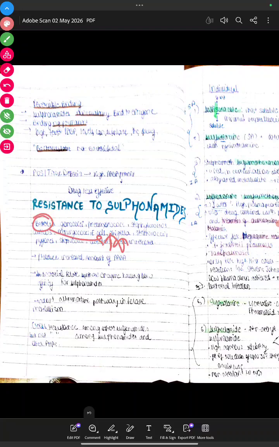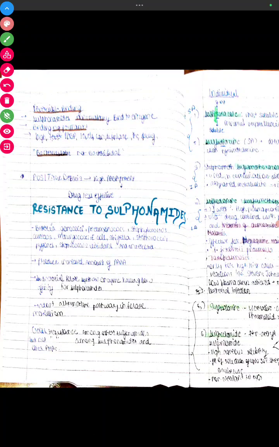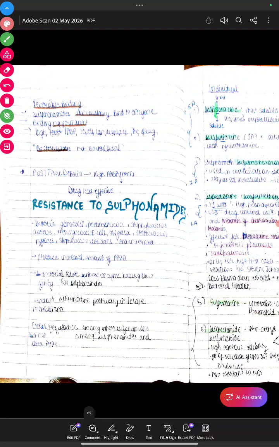And there is another point: pus and tissue debris will have high PABA content. So the drug will be less effective, because with increased PABA the inhibition will be decreased. Because of the competitive inhibition, it can reverse the inhibition, as we studied in biochemistry.